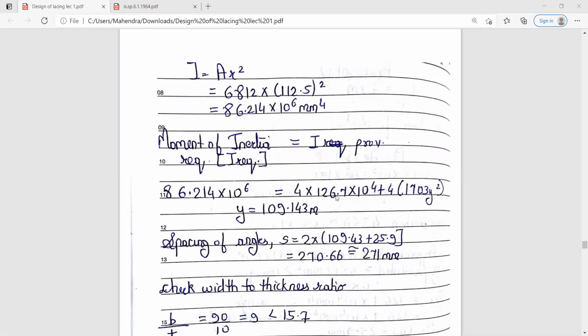So, the moment of inertia we got for one angle section was 126.7 into 10⁴. But we have 4 angles, therefore we are multiplying it by 4. So 4 into 126.7 into 10⁴ plus 4 into area. The area is 1703 into y square. From this you will get the value of y. Y is nothing but the distance.